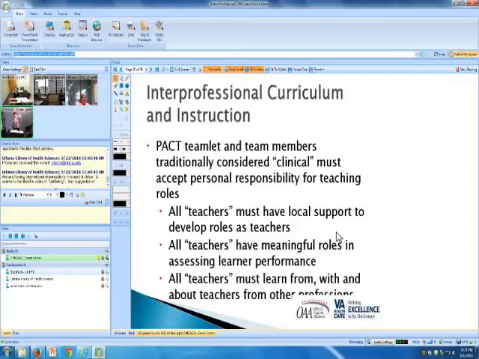I know one site has their LPN run the huddles. So when they scrub panels, it's the LPN who's there going, this is Mr. So-and-so coming in, and this is what their diagnosis is, and this is what they need. Other places have the NP student do that. So it varies from site to site. But we have to engage all of the members to really have meaningful roles, and they really need to be involved in assessing the learner's performance.